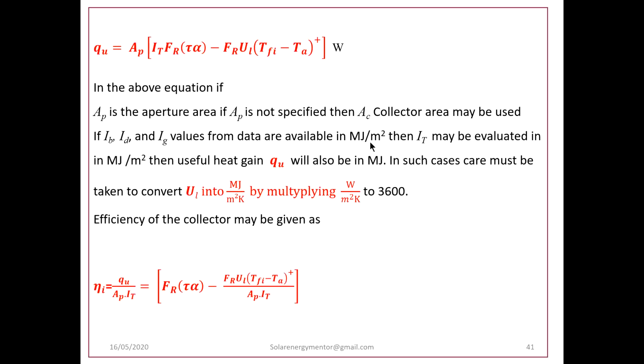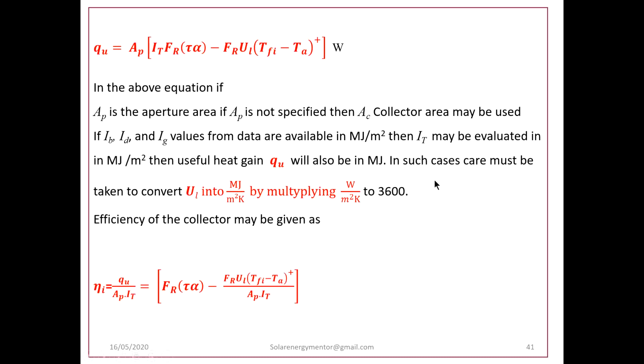So if those values are available in megajoule per meter square, how can we calculate IT? IT is equal to IB RB plus ID RD plus IG RR. So IT may be evaluated in megajoule per meter square. If this value of IT is substituted here, the meter square will cancel, so the value of Qu can also be found in megajoules, the useful heat gain over a period of time, say 10 o'clock to 11 o'clock.